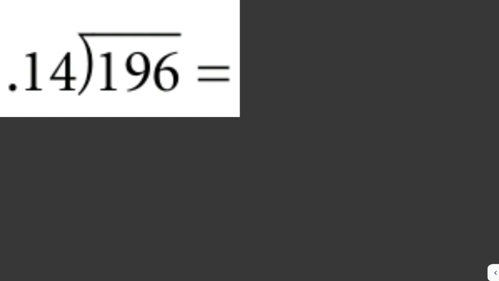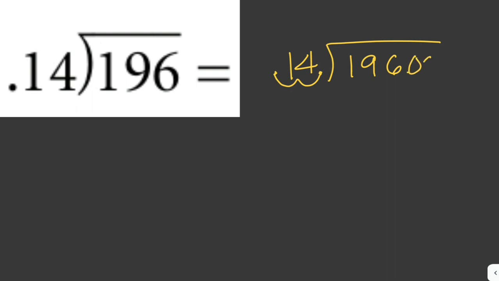Okay, 196 divided by 0.14. Okay, just have to move the decimal point here 2 places, as well as here. We don't have a decimal point in 196, so we add zeros here. So our decimal point would be here. Now we can divide them.